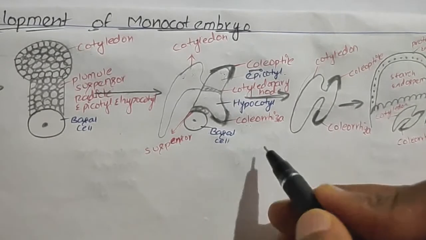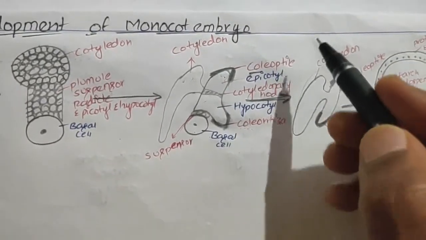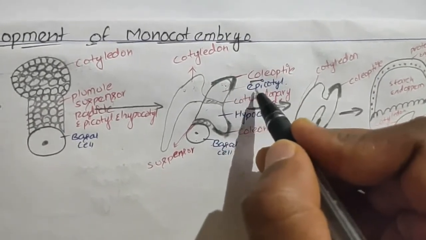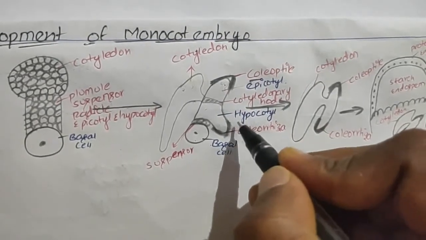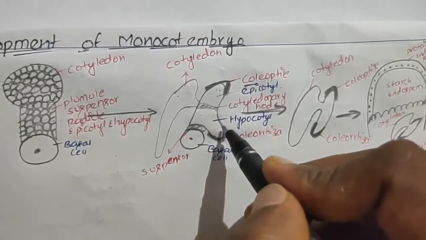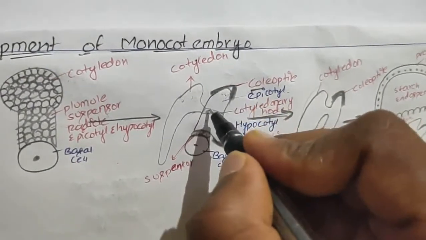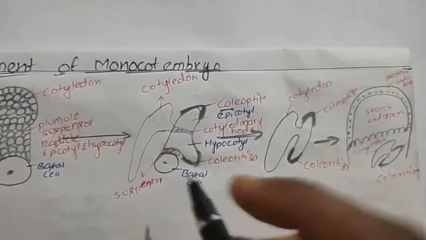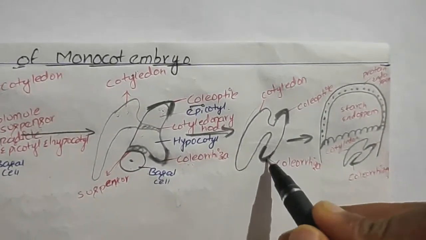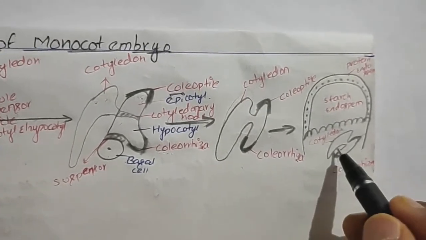Later the coleorhiza will become the root part of the plant, whereas the coleoptile will develop into the shoot part of the plant. Below the coleoptile is the epicotyl, and above the coleorhiza is the hypocotyl. In between the epicotyl and hypocotyl is the cotyledonary node, from which the cotyledon is developed. After the basal cell and suspensor degenerate, this structure is formed, which is the embryo of monocotyledon plants.